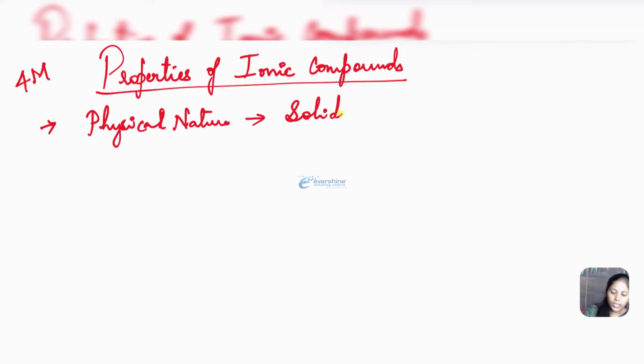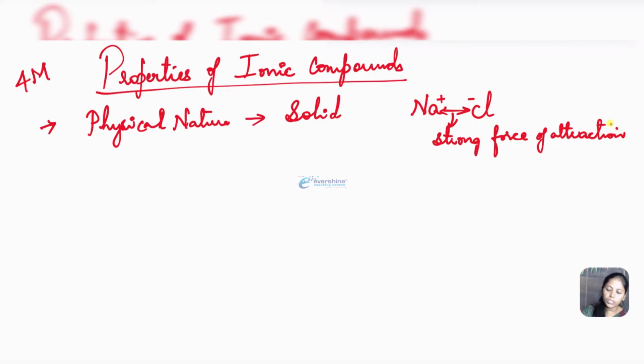That means there is a strong force of attraction between metals and non-metals. Because of its strong force of attraction, it is solid. So there is a strong force of attraction between the metal and non-metal, and the bond formed is very strong. So it is solid in nature, but somewhat brittle. Because of its strong force of attraction, it has a high melting point and high boiling point.